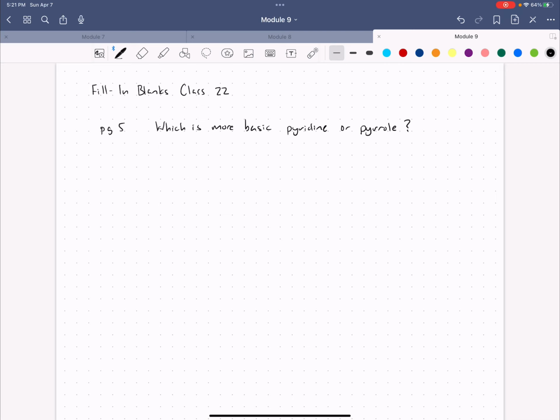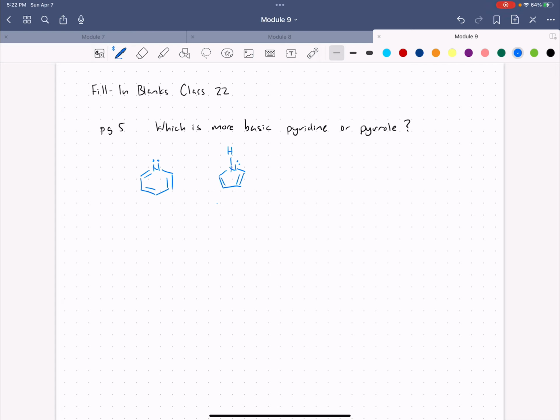Page 5 asks, which is more basic, pyridine or pyrrole? Pyridine is this molecule here. Pyrrole is a 5-membered ring, and it has a lone pair.